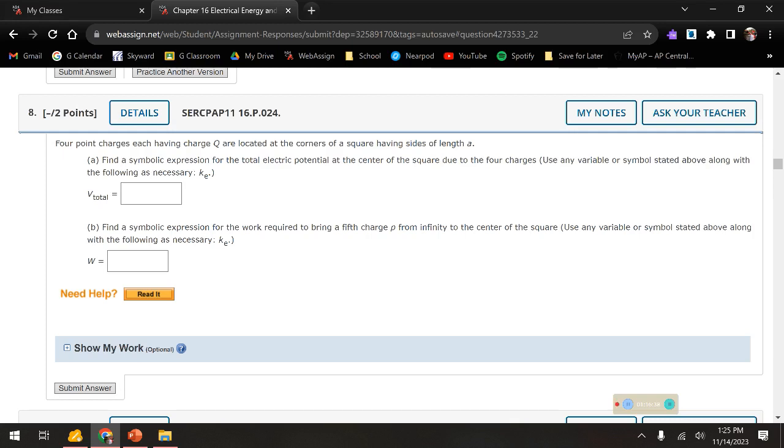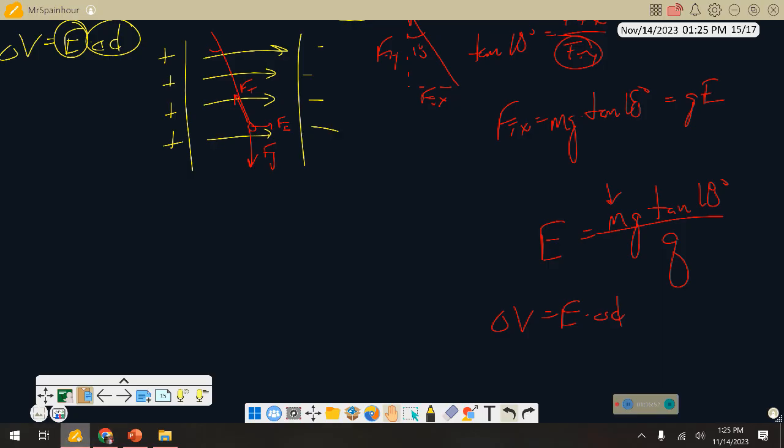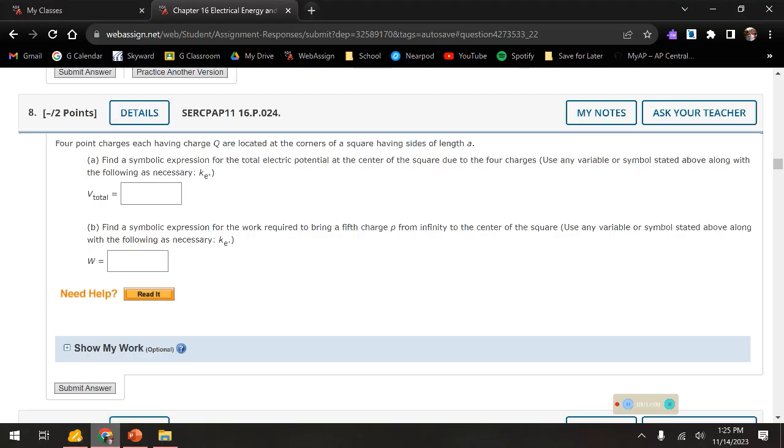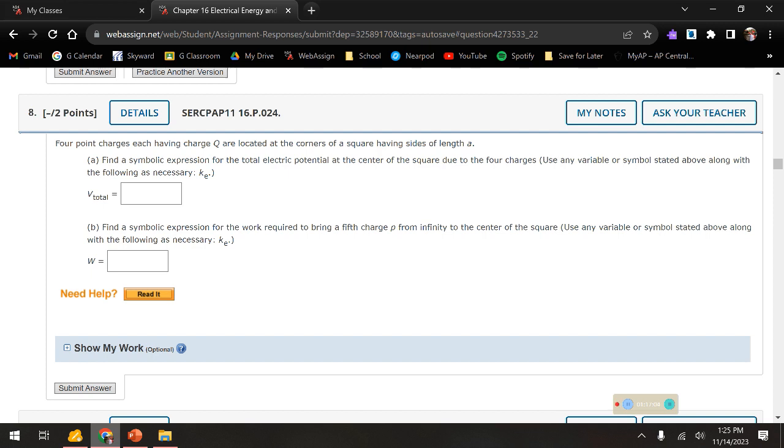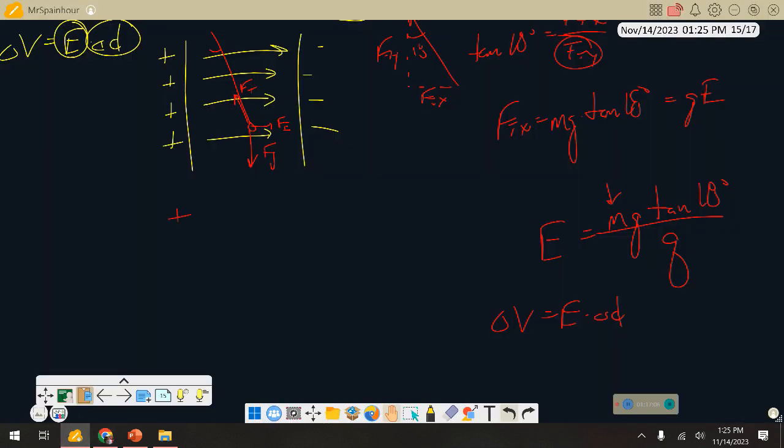Symbolic expression for the total electric potential at the center of a square by 4 charges. Well, each of them is going to be kq over r. Yeah, it's going to be 4k. Now, if it's a square, your biggest issue is going to be your distances. I think all of them have a side of A. So 4 point charges, so it's this.